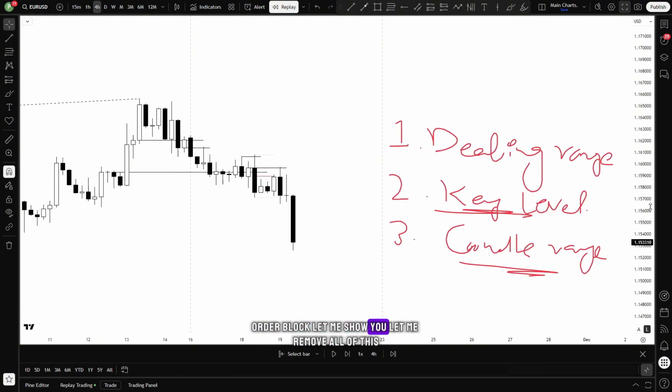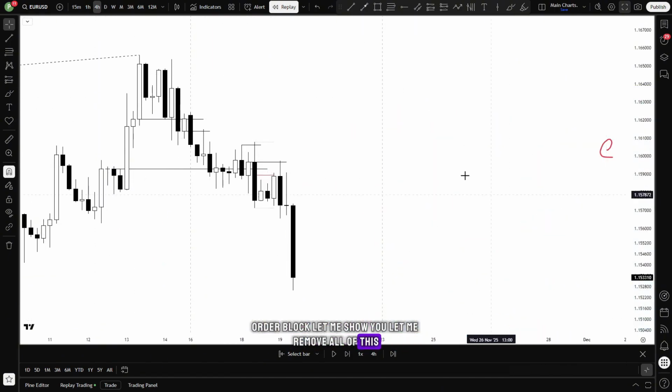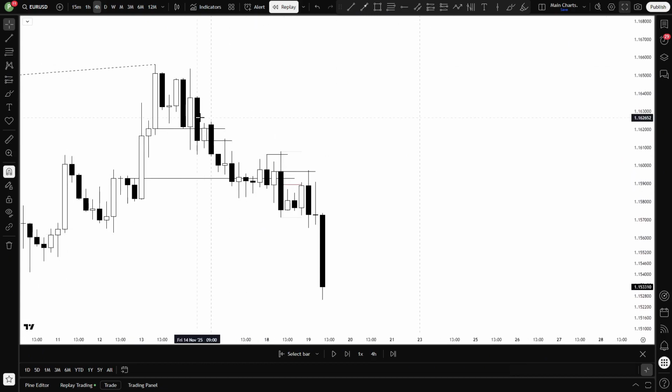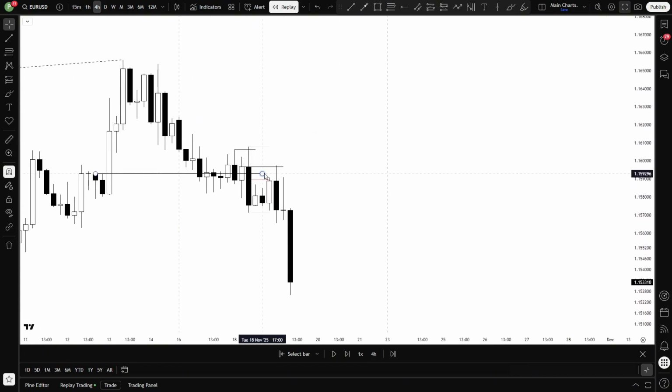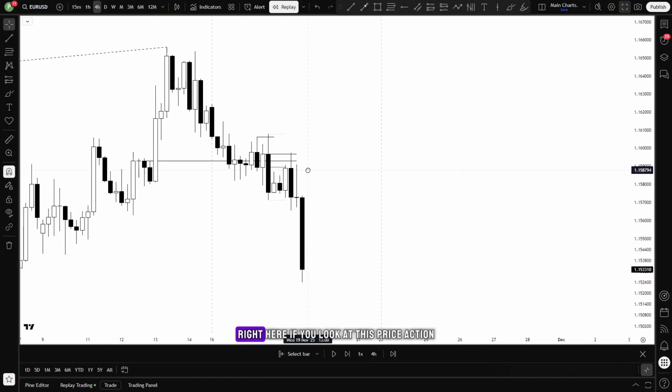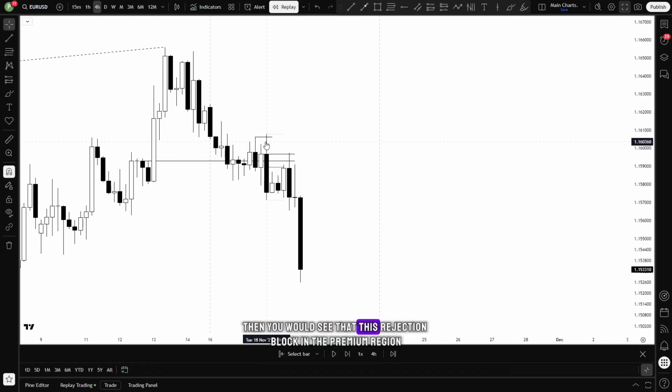Let me show you. Let me remove all of this. Right here, if you look at this, you would see that this rejection block in the premium region perfectly aligns with the daily order block. And that's why, because it aligned perfectly with the daily order block, I chose this rejection block as my key level within the premium region of this dealing range.